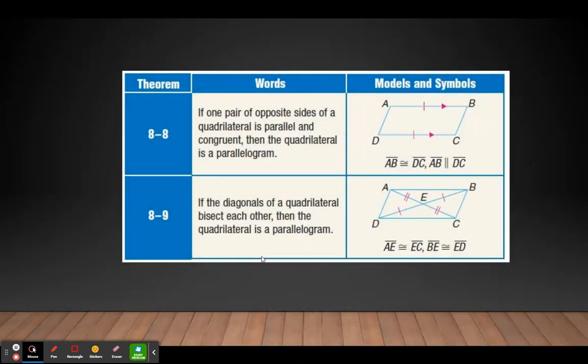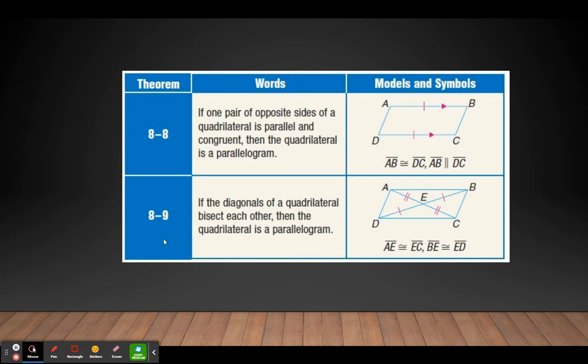Now I have two additional tests. And theorem 8.8 says that if one pair of opposite sides of a quadrilateral is parallel and congruent, then the quadrilateral is a parallelogram. So here we're only dealing with one pair of opposite sides, but they are parallel as noted by these bold arrows, and they're congruent as noted by the hash marks. So quadrilateral ABCD would be considered a parallelogram.